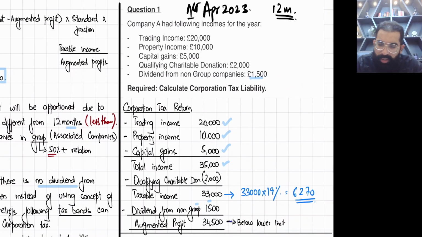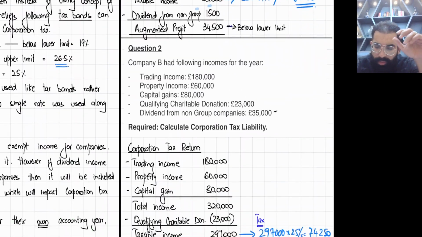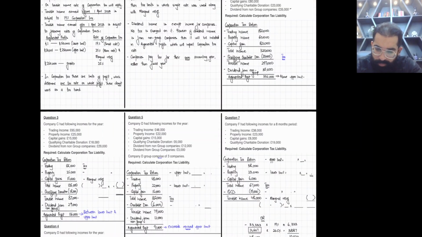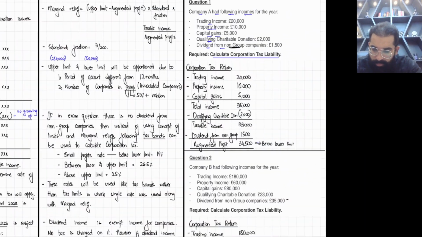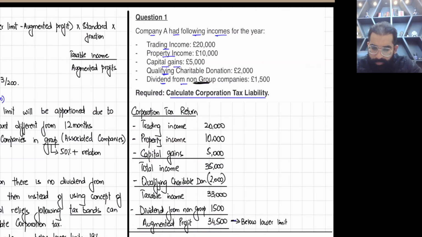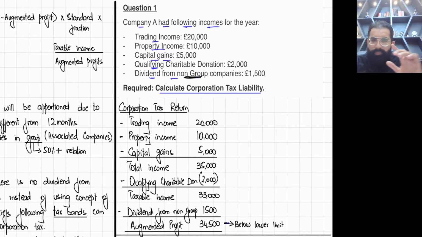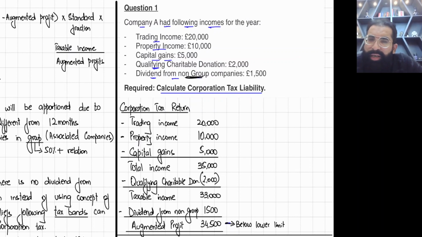Now we are going to start questions. Question number one. Now just to save our time, I have already made the formats. I'll just teach you the tax calculation. No more irrelevant stuff.